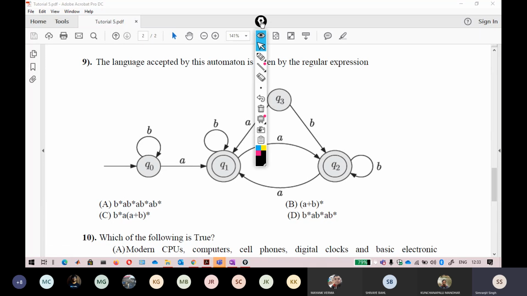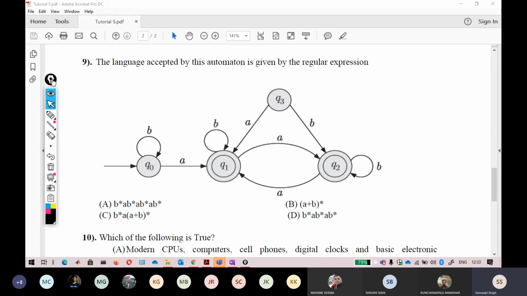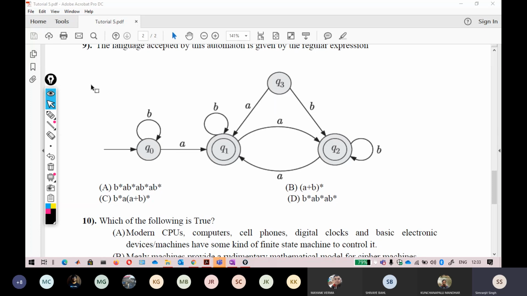Either it will be A. So again, go for the same thing that I have told you: go with the derivation of the strings. If I just do this one option, I know that A plus B star is not the regular expression here, because the strings can have any number of A and B's. Anything can come, like a string such as A followed by A, then ABA.